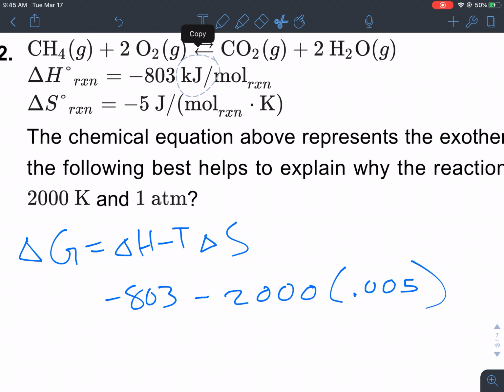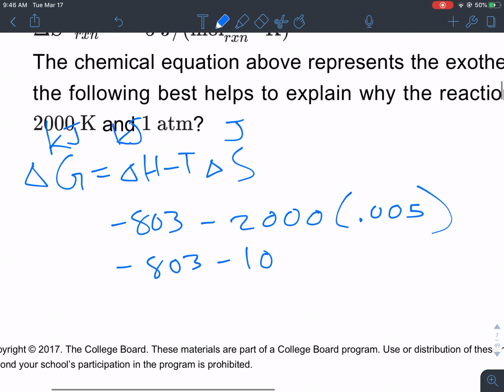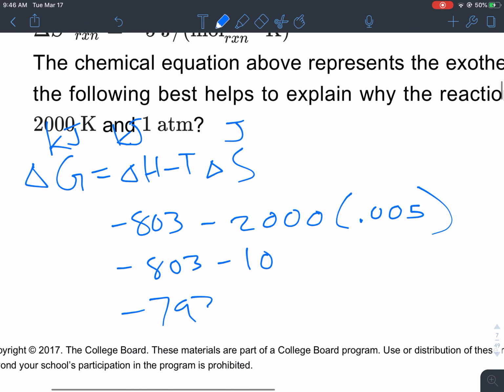Okay. This 0.5 right here is not kilojoules. Delta G and delta H are both in kilojoules all the time. This is kilojoules, this is kilojoules. So when this is in joules, you have to change that. That's going to make that number super small. And I found out this is negative 803 minus, this ends up being 10, I believe. So the answer still ends up being 793. I just calculated that to make sure. My delta G does turn out to be negative.